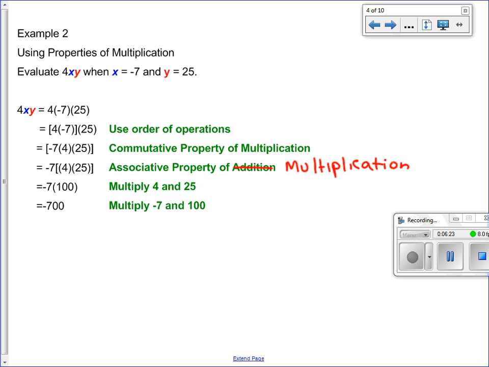Because we can associate 4 and 25 together. We can multiply those two together. Then you would have -7 times 100. -7 times 100 is -700. So we use the order of operations, the commutative property of multiplication, and the associative property of multiplication to get our answer. Any questions on any of this?